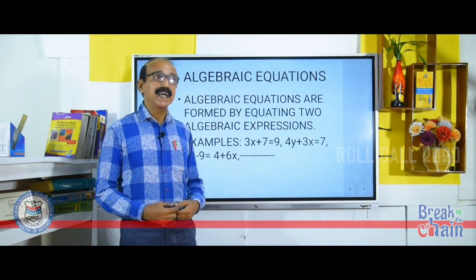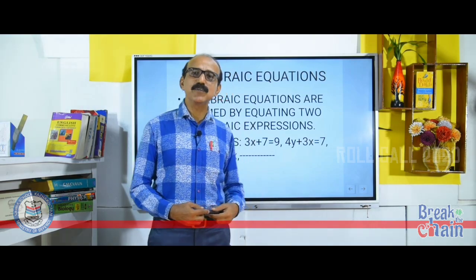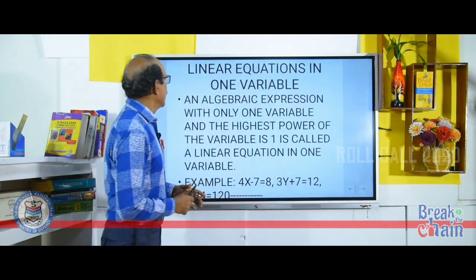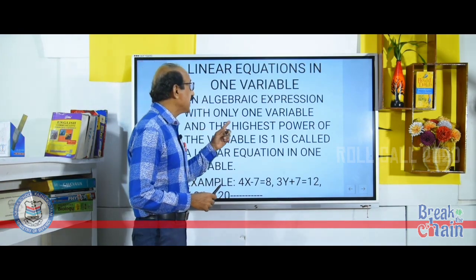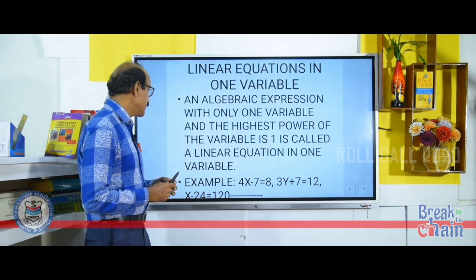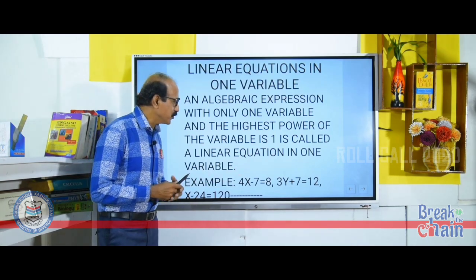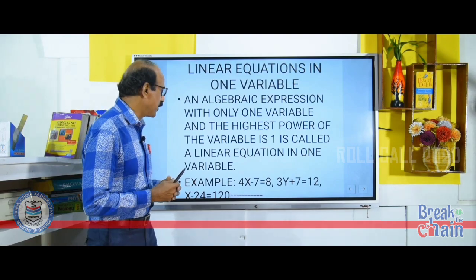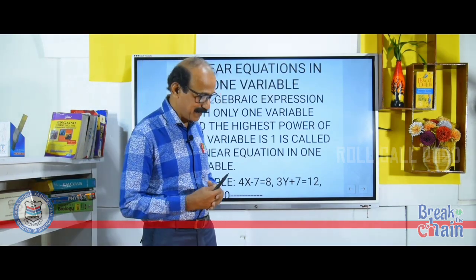In the chapter the heading itself is linear equation in one variable. So what do we mean by a linear equation in one variable? Let us see. An algebraic equation with only one variable, where the highest power of the variable is 1, is called a linear equation in one variable. For example, 4x minus 7 equal to 8, 3y plus 7 equal to 12, x minus 24 equal to 120, etc. are all examples of linear equations in one variable.